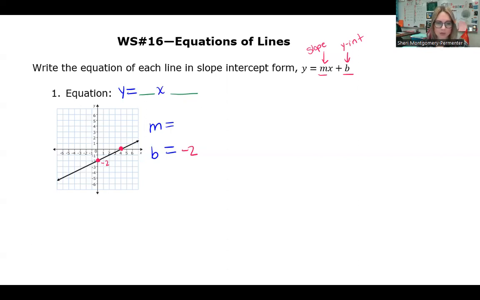To find the slope, we read books and we read graphs from left to right. So your slope is from left to right always. So my slope, it looks like I'm going up 2 and then I go over 4. So my slope is 2 over 4. Does that reduce? To what? So these are the two things that I fill in the blanks with. I have 1/2 x minus 2.